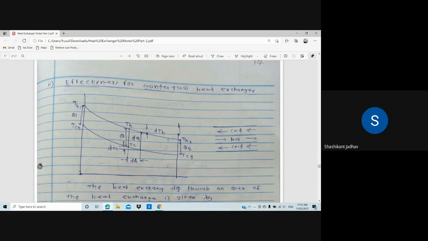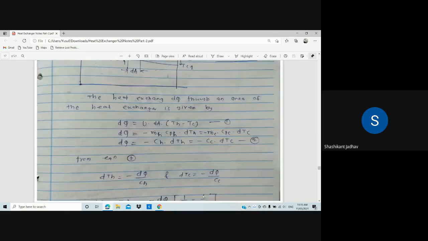So therefore we are considering the heat exchange dq through an area of the heat exchanger, which is given by, okay, so what is the equation for that? dq is equal to U into dA into bracket TH minus TC. Okay, U into dA into TH minus TC. This is equation number 1. Okay, so all of you write down. After the completion of the diagram we have to write down the heat exchange dq.